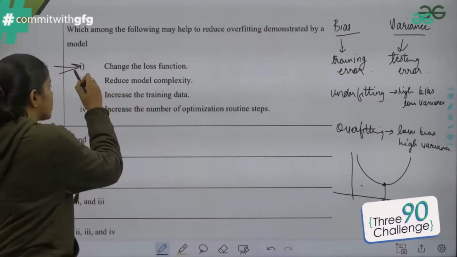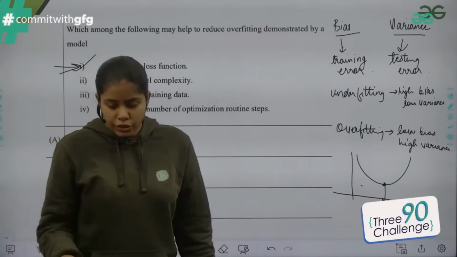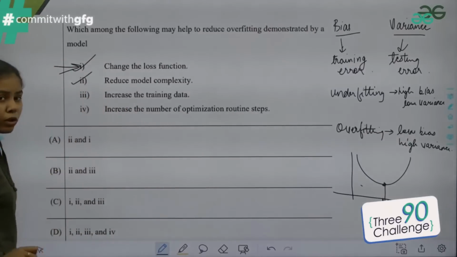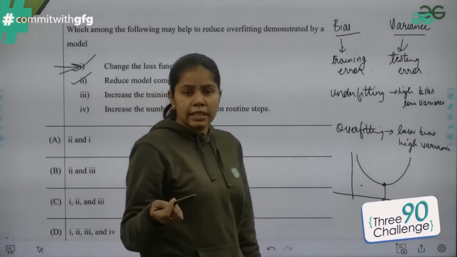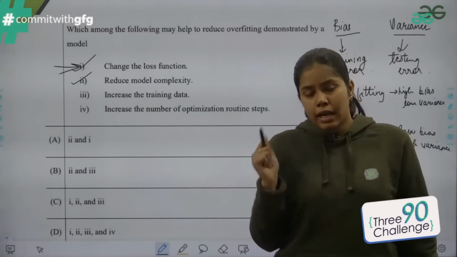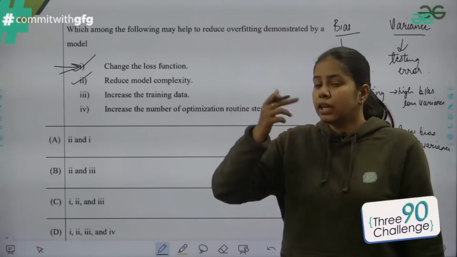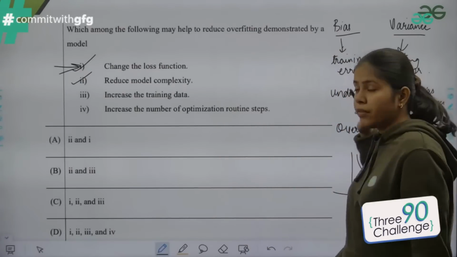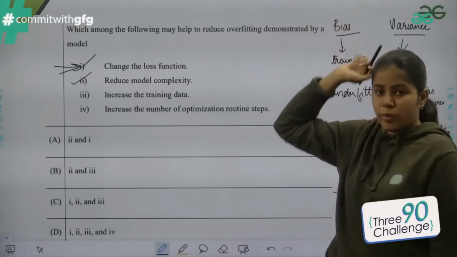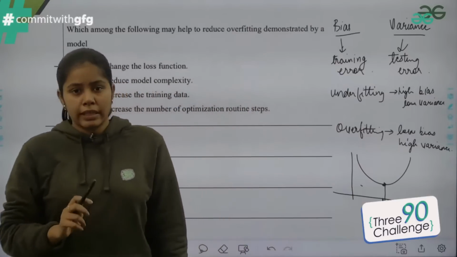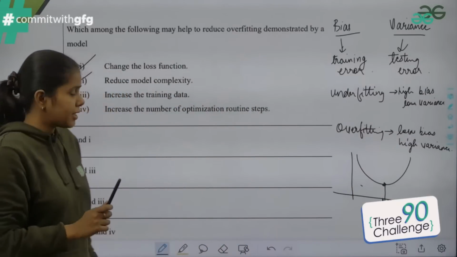So that is true, changing the loss function would help me to reduce overfitting, right? Similarly, reducing model complexity would also help, because in linear regression, if you take a polynomial of higher order, that means I am increasing the complexity, so it would fit very well. That means I have a very low bias here, but high variance. But if I decrease the polynomial degree, then I'll get a generalized model, right?